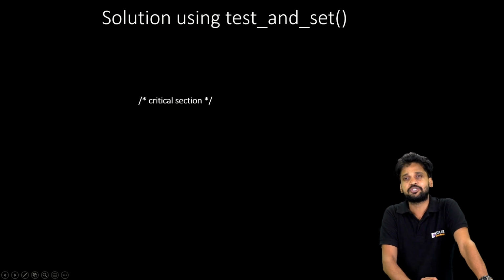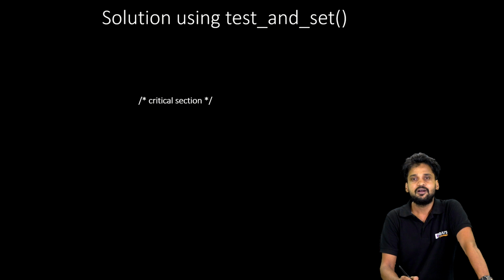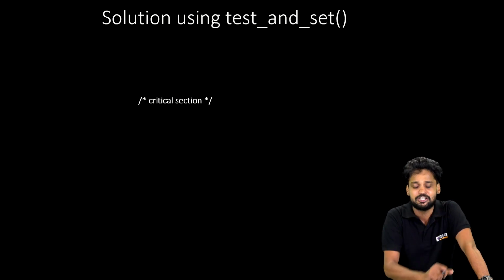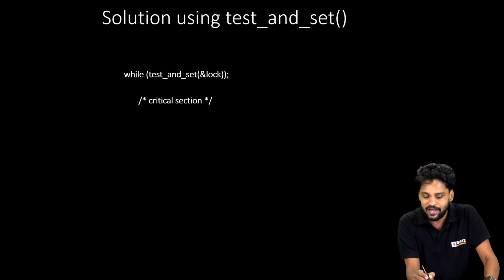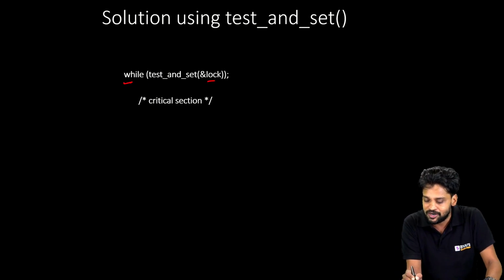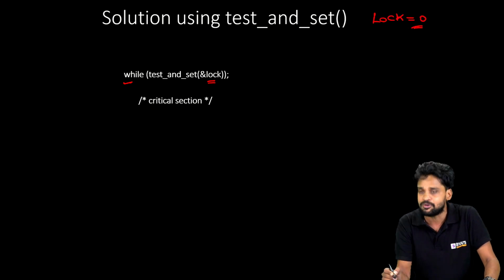Solution using test and set. This is the critical section. I want to enter into the critical section. How can I enter into the critical section? This critical section should be properly protected by using this lock. So what I need to do is execute an instruction, while test and set lock. What is lock? Lock is equal to 0. The initial value of the lock is equal to 0, at least.